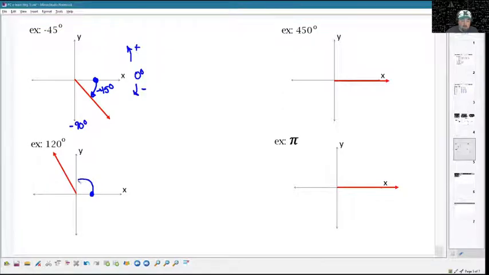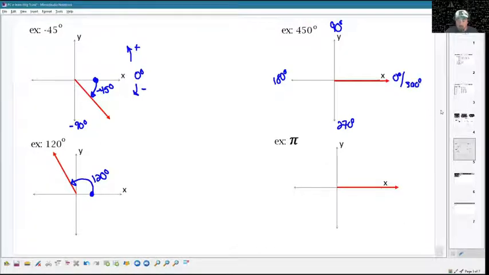Draw this arc. There it is. 450, that one's a little bit different because we know that we get to 90 here, 180 here, 270 down here because we're counting by 90. We started at 0, we get to 360.